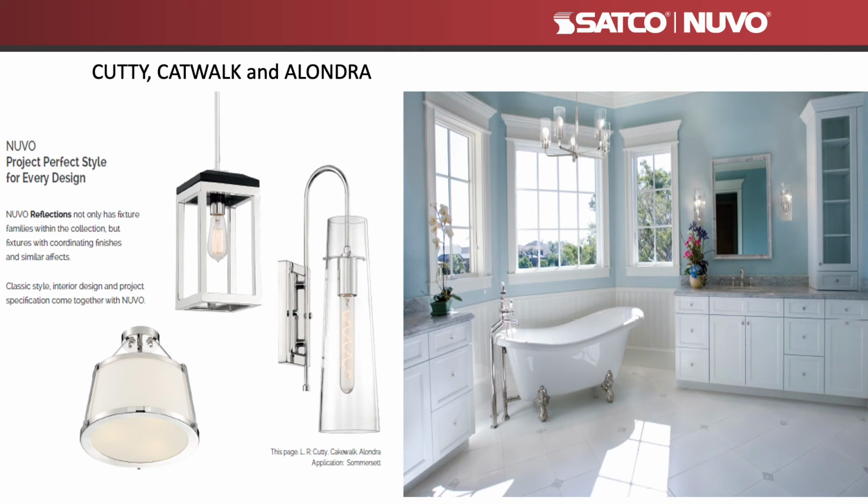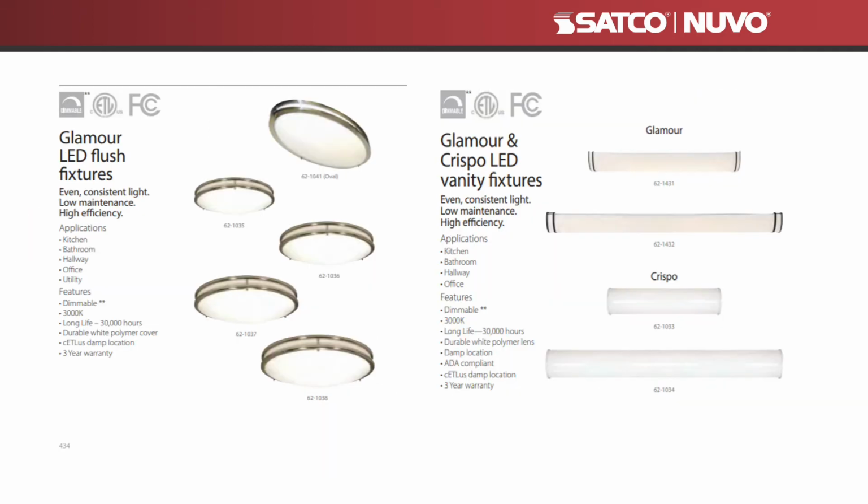Here's a mixture of our Cuddy, Catwalk, and Alondra fixtures used in a restroom. You can see how elegant and attractive they look combined in this application. In light commercial, hospitality, healthcare, our Glamour fixtures are very popular. These are flush mounts that come in various sizes and lumen packages. And when wall sconces and vanities are needed, our Glamour and Crispo LED fixtures are both efficient, long-lasting, and good-looking.